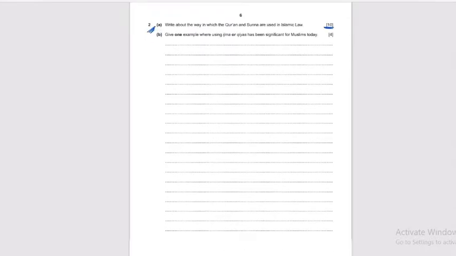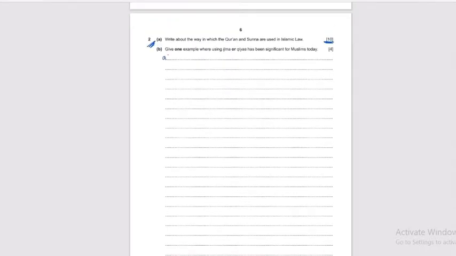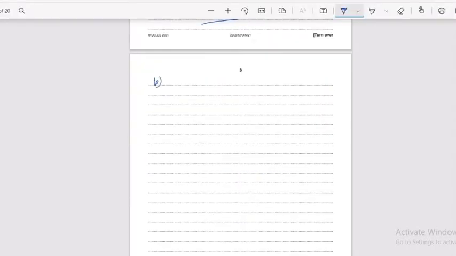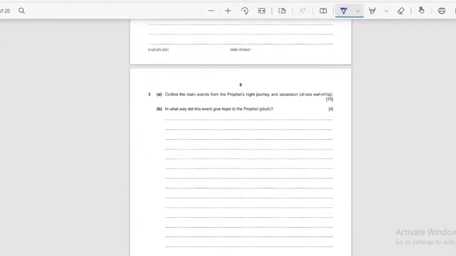So now here's question 2. This is also the compulsory one. As I've mentioned before, it is from the history and importance of Quran. So part A says, which is the 10-mark part, write about the way in which the Quran and Sunnah are used in Islamic law. And part B says, give one example where using ijma or qiyas has been significant for Muslims today. So you have to label your parts correctly. So part A, and then you write your answer. And for example, if you write for 2 pages, and then part B over here, you have to label it, of course.